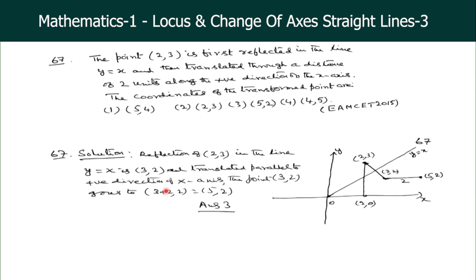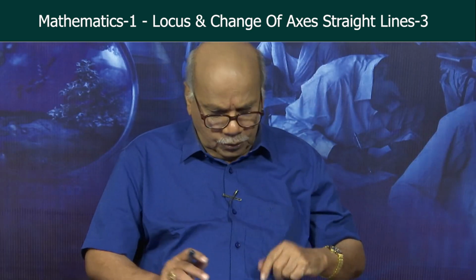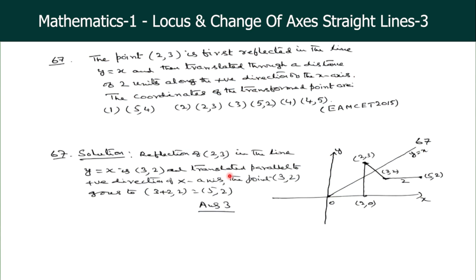All of you know the coordinates will be interchanged, and then translated parallel to the positive direction of the x-axis. The point (3, 2) goes to (3 + 2, 2), which is (5, 2), because it goes 2 units in the positive direction of the x-axis. So the y-coordinate will not change, only the x-coordinate will change, that means 3 + 2, which is 5. So the answer is (5, 2). So the answer is option 3.